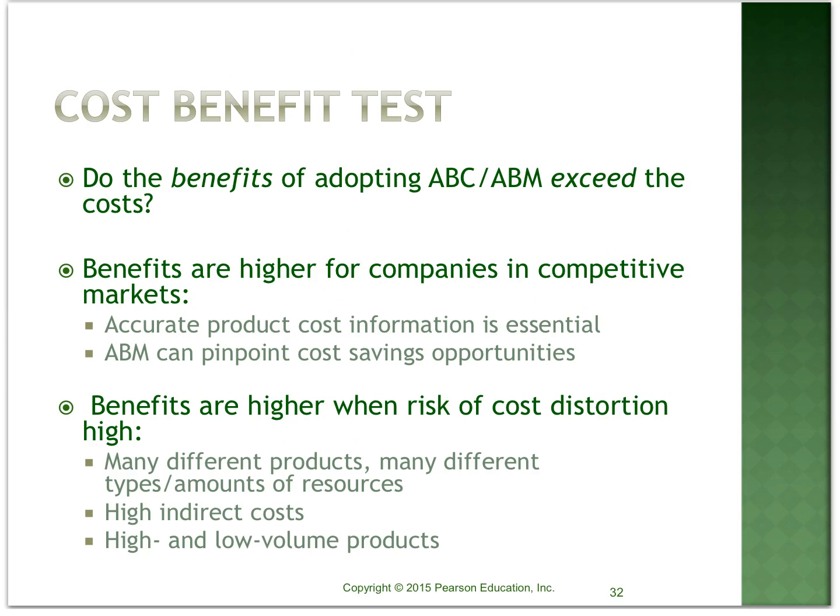For example, when the company produces many different products that use different types and amounts of resources, the company has high indirect costs. The company produces high volumes of some products and low volumes of other products. On the other hand, if all products use similar types and amounts of resources, a simple plant-wide allocation rate works just fine. And if the company has relatively few indirect costs, it matters less how they are allocated.